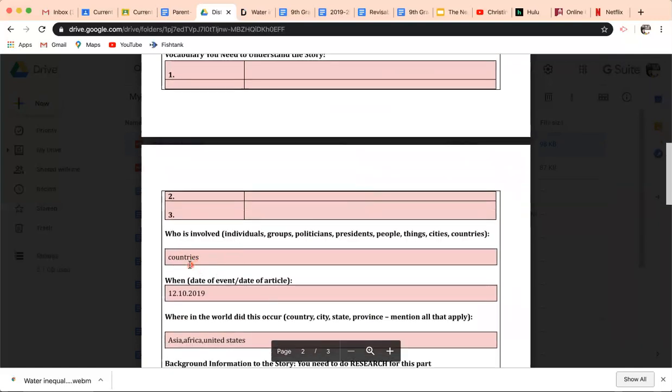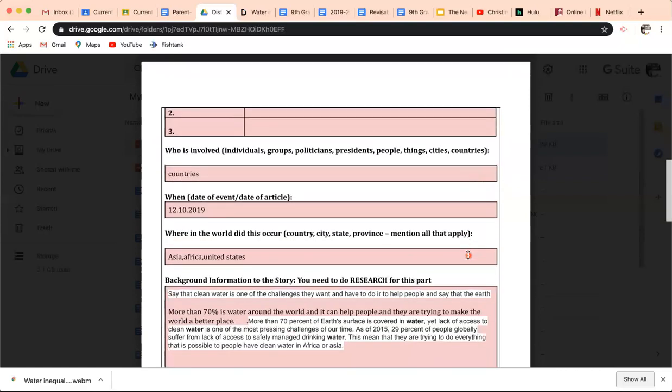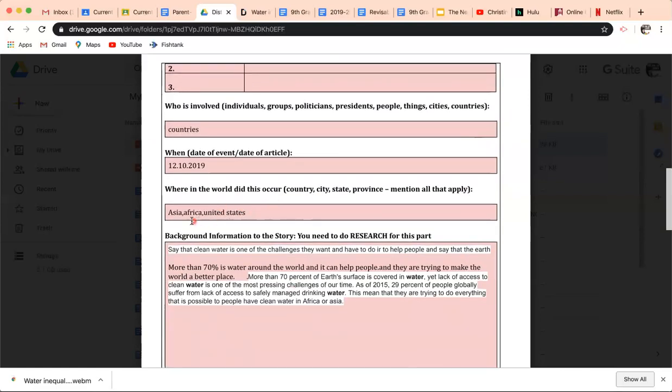Who is involved? Countries. Okay, that does not help me. I would say that a country is involved in every single story because everybody lives in a country. So this is not acceptable. I really need all the individuals, groups, politicians, cities, countries that are involved. Okay. Where in the world did this occur? Asia, Africa, United States. Are there any cities that were mentioned? I need more specifics.